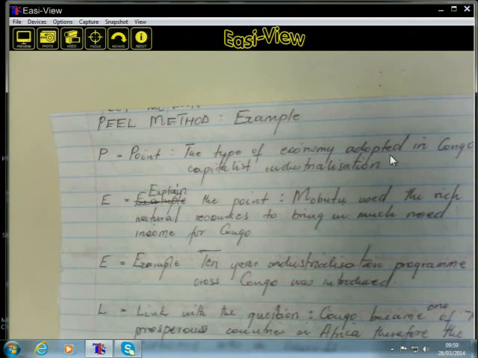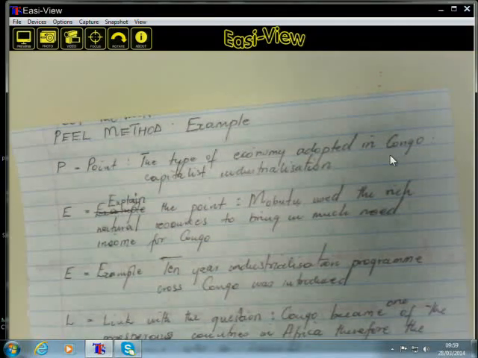And then the second E, example, about the things that he did during his rule in Congo. For example, there is the 10-year industrialization program across Congo that was introduced. And then the last letter, L, which we said means that you have to link what you said with the question. Congo became one of the most prosperous countries in Africa.